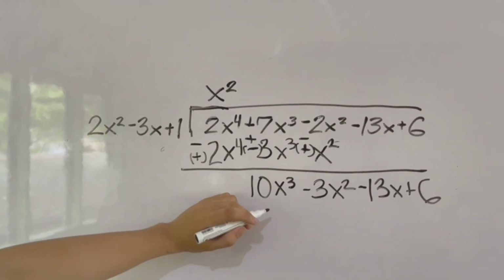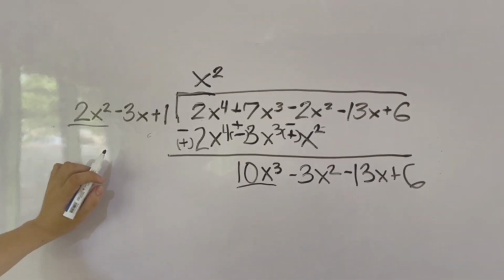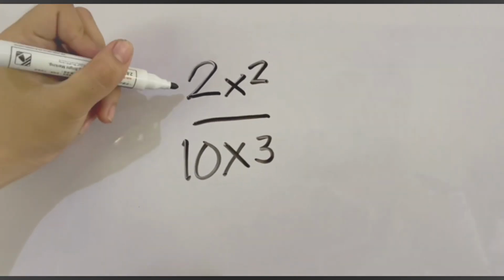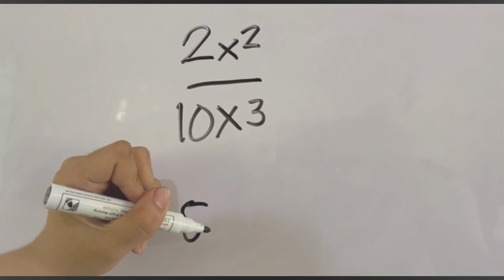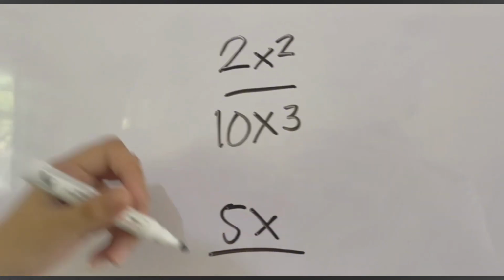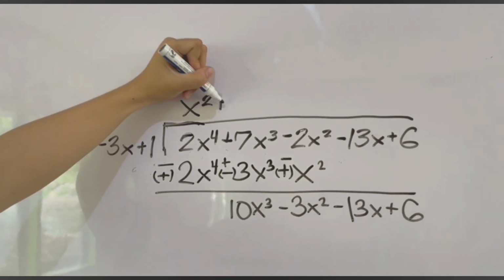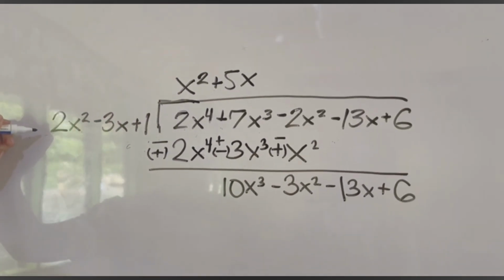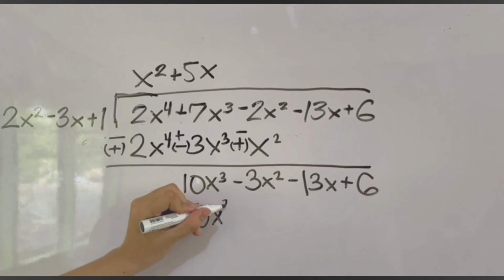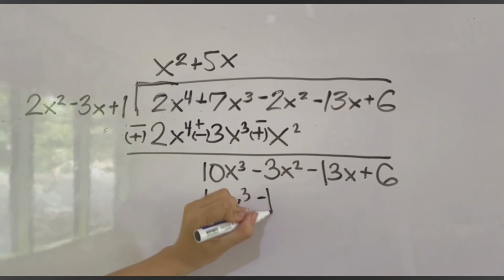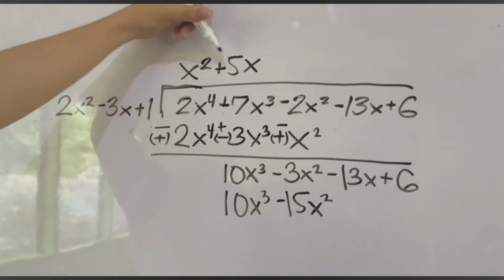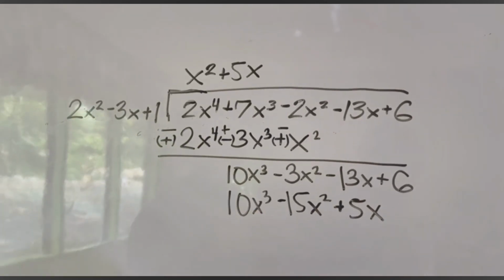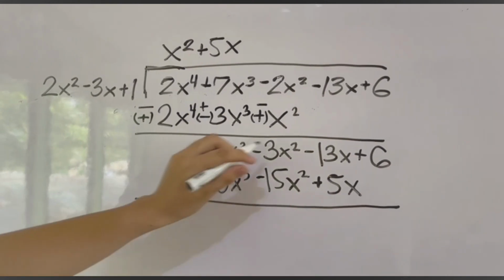But it's not done yet. We need to get the first terms again and divide them. 10x cubed divided by 2x squared: 10 divided by 2 is 5, and x cubed divided by x squared is x. So we put positive 5x in our temporary quotient. After that, we multiply it again by our divisor. 5x multiplied by 2x squared is 10x cubed. 5x multiplied by negative 3x is negative 15x squared. 5x multiplied by 1 is positive 5x.